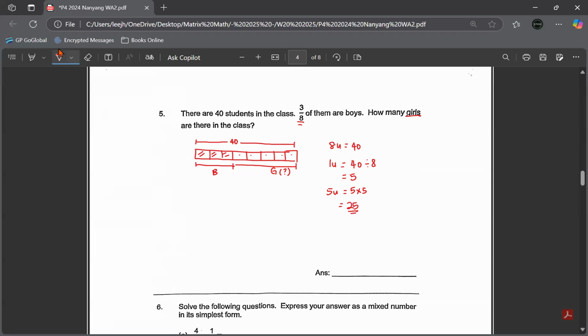25 girls. This is your answer. Okay. Question 6.